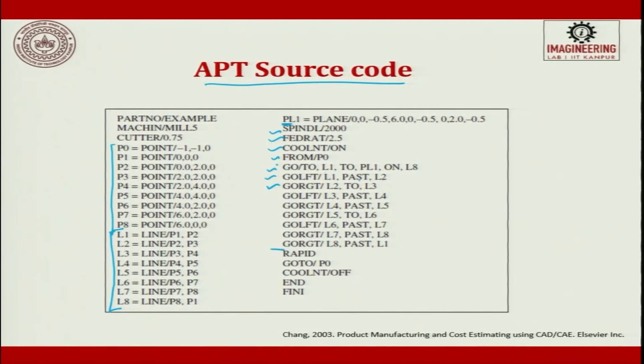If you watch closely, it describes how the tool will move to get to that profile: go left, go right, L1, L2. You have defined all these as N1. Here you do not use any G codes or M codes, nothing. You use this English language, and then go rapid, it is going out, go to point 0, coolant is off, end of program, and finish. So this is just written in English. This is what we said here.